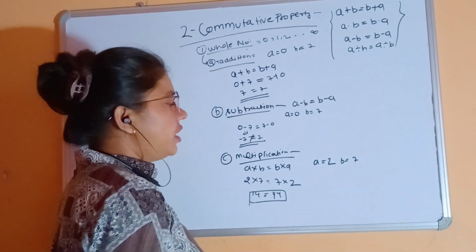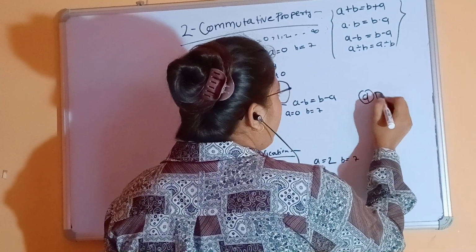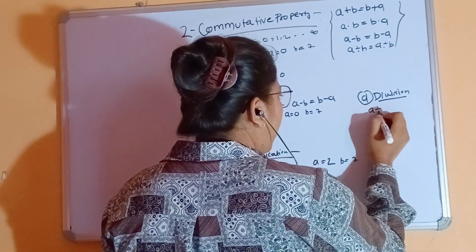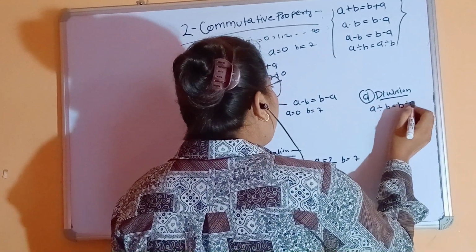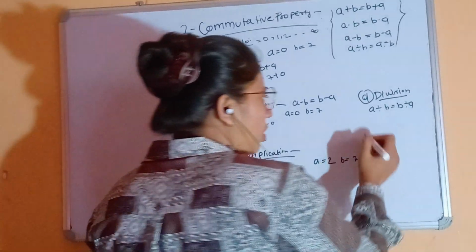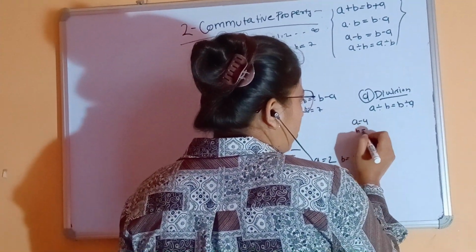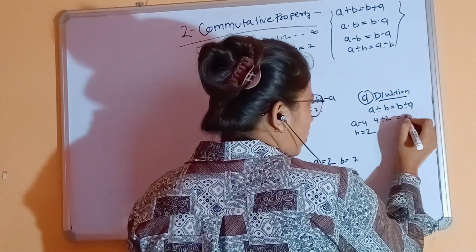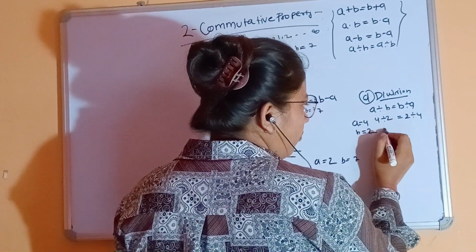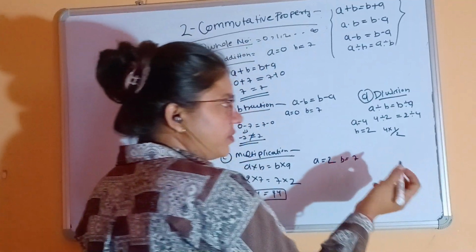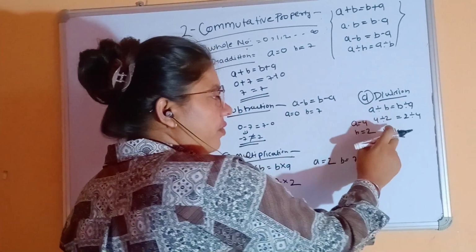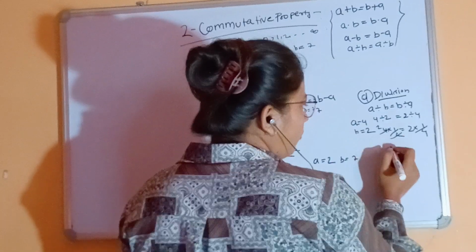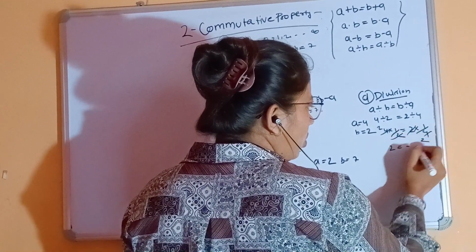The last operation we understand is division. Here we know a divided by b is equal to b divided by a. We take an example like a is equal to 4 and b is equal to 2. If we put the values, 4 divided by 2 is equal to 2 divided by 4. Here the value comes as 4 into 1 by 2. We discussed in the first video that if you divide, then the value is inverted. So 2 into 1 by 4, so here 2 is not equal to 1 by 2.